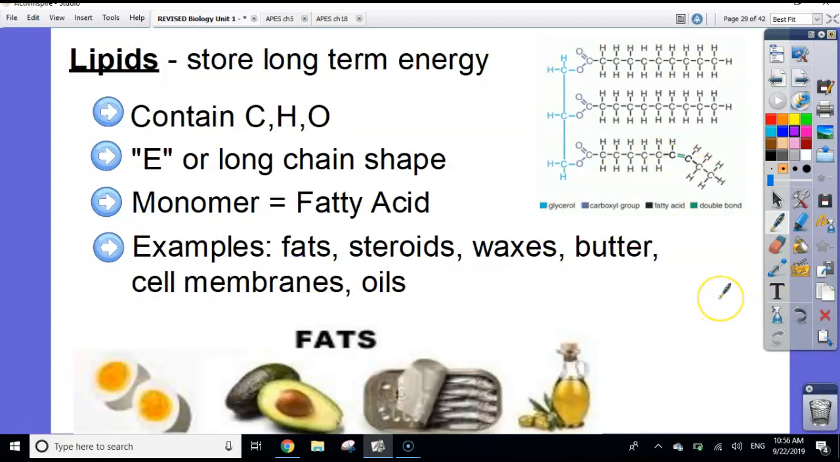So we just learned about carbohydrates. Now we learned about lipids. We're going to learn about proteins, okay? And then we're going to stop. So again, carbohydrates, they are the hexagon. Lipids are the long chain. Okay, they both have CHO, C-H-O.